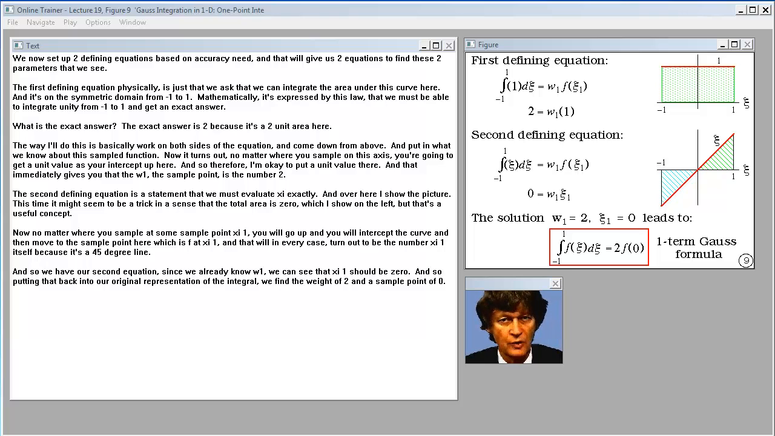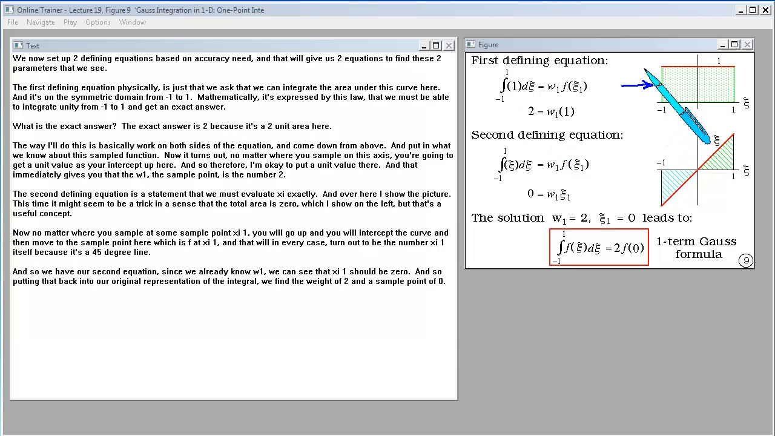We now set up two defining equations based on accuracy need, and that will give us two equations to find these two parameters that we seek. The first defining equation physically is just that we ask that we can integrate the area under this curve here, and it's on the symmetric domain from -1 to 1. Mathematically, it's expressed by this law that we must be able to integrate unity from -1 to 1 and get an exact answer. What is the exact answer? The exact answer is 2, because it's a 2-unit area here.